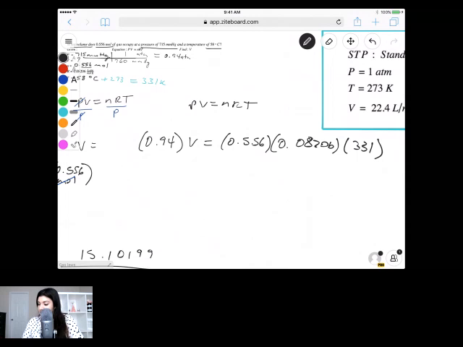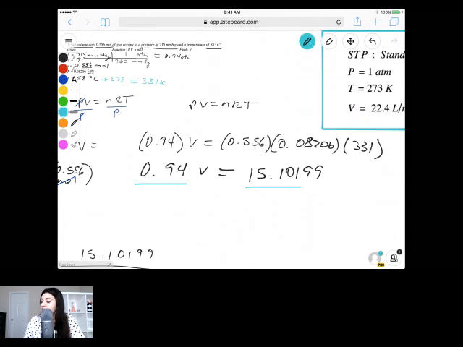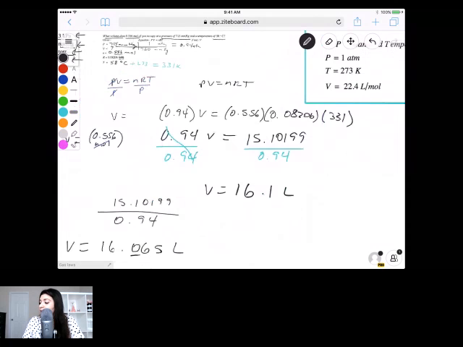It would be the same exact thing, really, because we'd multiply straight across. That would give us 15.10199. And then lastly, to solve for V, you would just divide by the pressure. Those cancel, and it will give us the same exact answer. So it doesn't matter which way you choose. They're both going to give you the same thing.